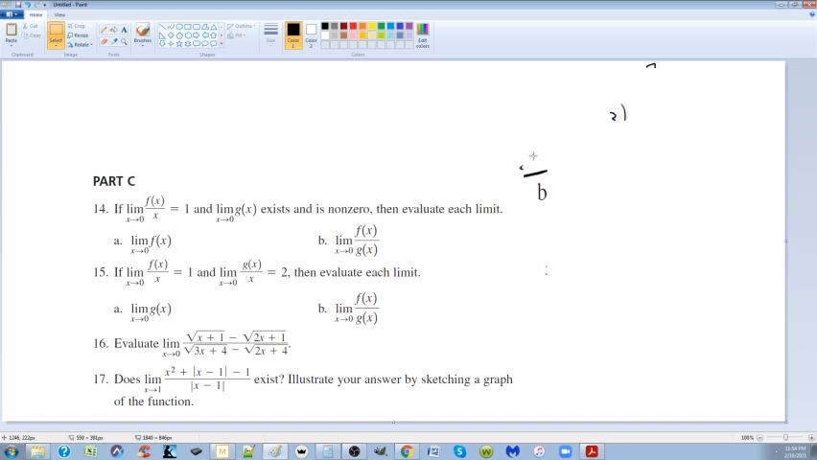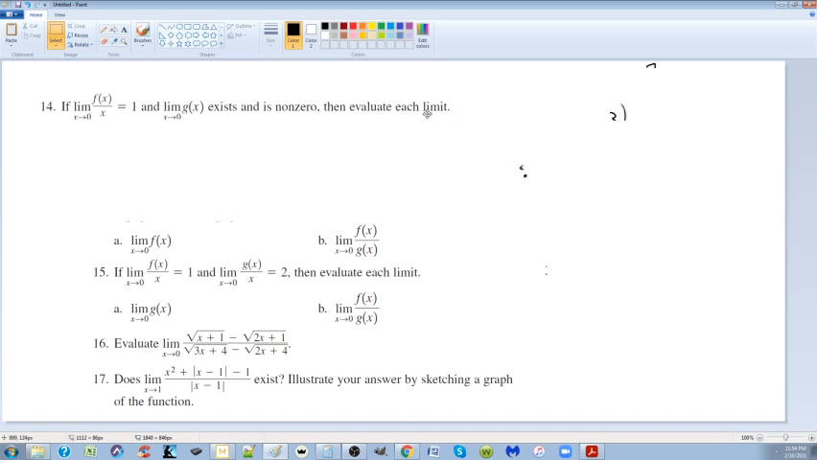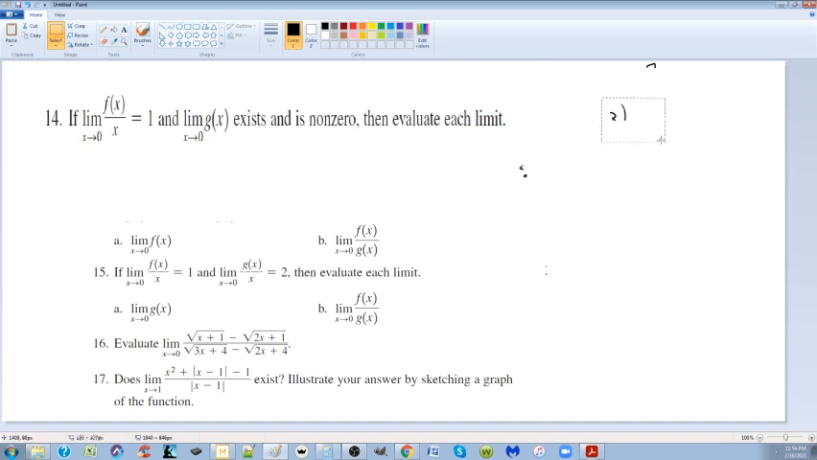Oof, I don't know if I can do some of these in part C. If I'm not prepared for it, I'm not going to do it because it'll spend hours to reach a wrong conclusion. So they're telling us right away that f of x divided by x, as x approaches 0, is equal to 1. Obviously, we won't be able to solve it. And prove that the limit of g of x as x approaches 0 exists and is non-zero. Okay. Oh, they're saying this is that. It's not 0. Evaluate each limit.